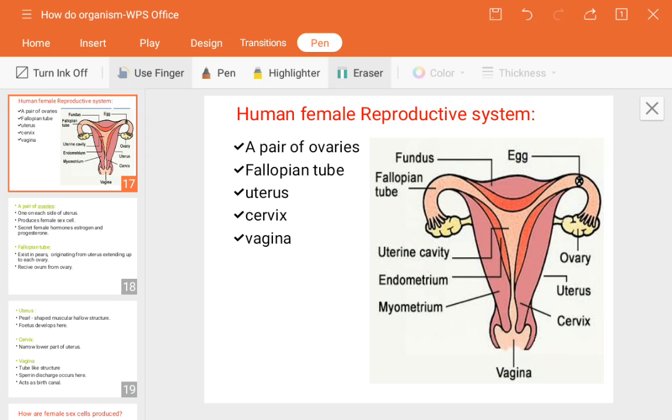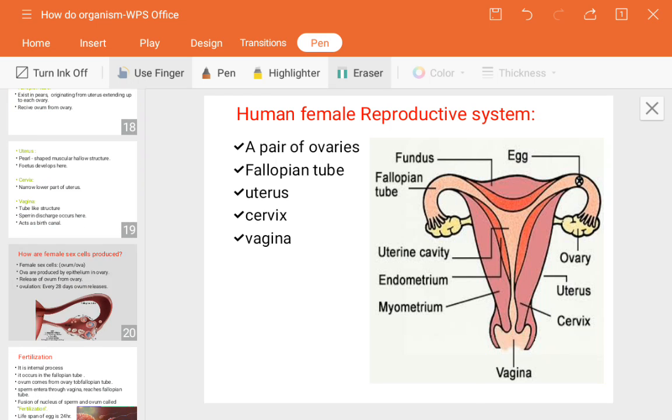So this was about the human female reproductive system, and it consists of these different parts. Now you have got to know the structure of the female reproductive system, its different parts and their functions. Now we will see how the female gametes, or sex cells, are produced from the female reproductive system. Those we will see.